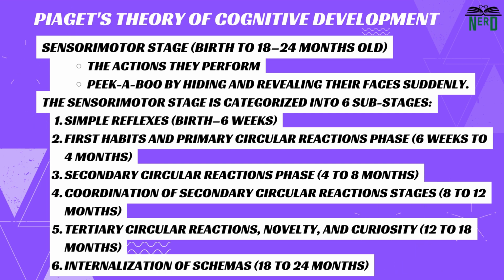The sensorimotor stage is categorized into 6 substages by Piaget. 1. Simple reflexes from birth to 6 weeks. 2. First habits and primary circular reactions phase from 6 weeks to 4 months. 3. Secondary circular reactions phase from 4 to 8 months. 4. Coordination of secondary circular reaction stages from 8 to 12 months. 5. Tertiary circular reactions, novelty, and curiosity from 12 to 18 months. 6. Internalization of schemas from 18 to 24 months.